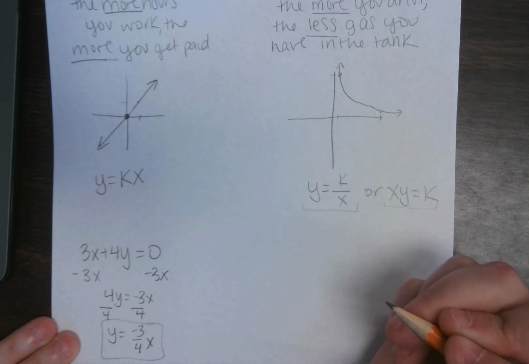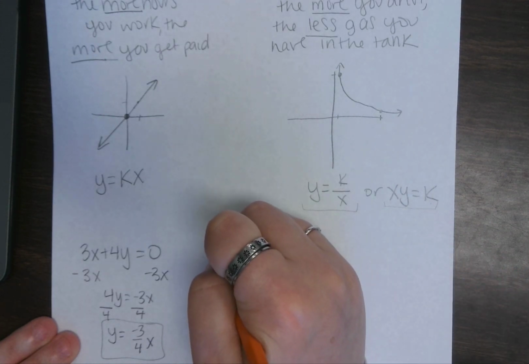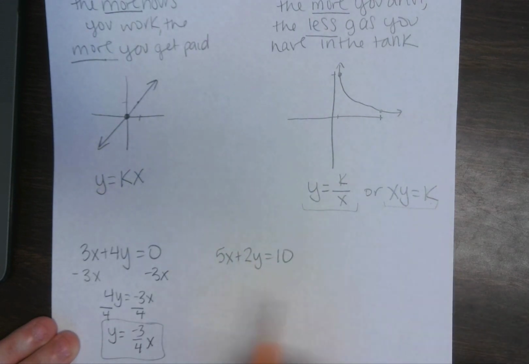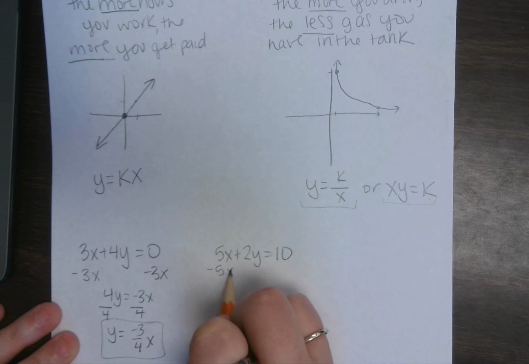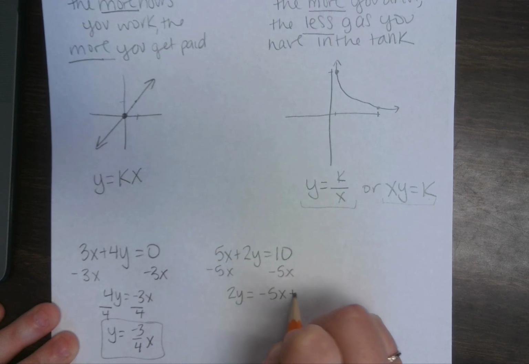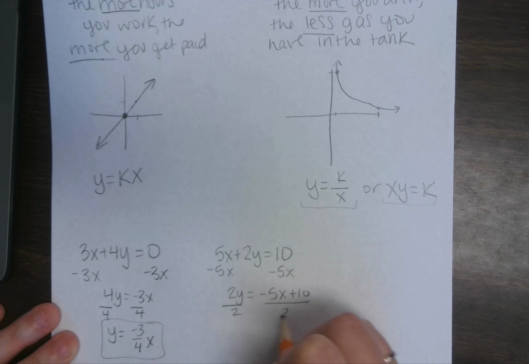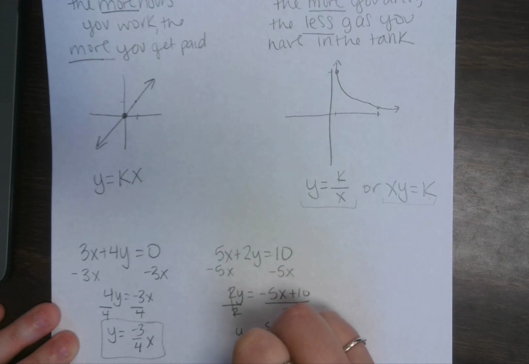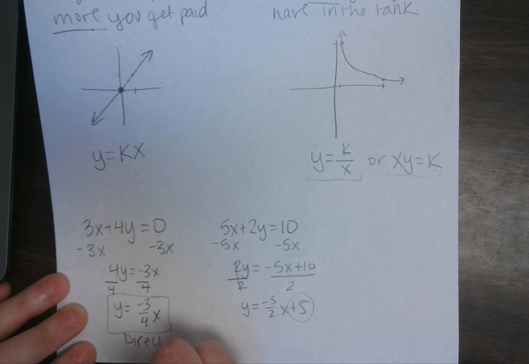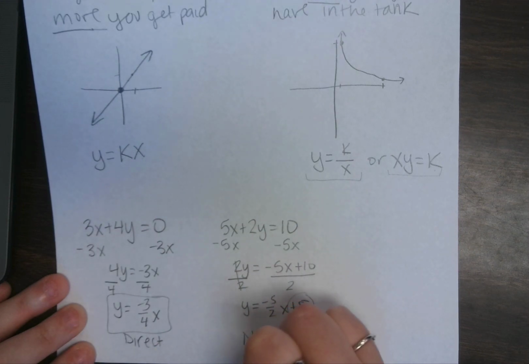All right. If we were testing out something more like this, though, similar format to what we just saw, when we move our 5x over, 2y equals negative 5x plus 10, and we divide by 2. We have a nice linear equation, but for this linear equation, we shouldn't have anything at the end. So this one's direct. This is neither.